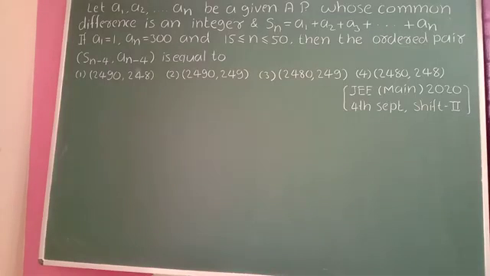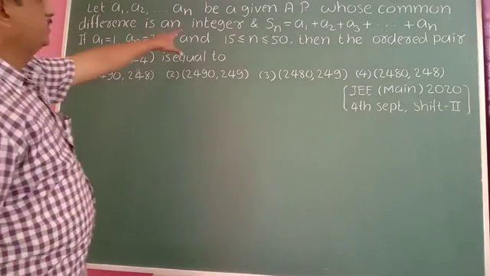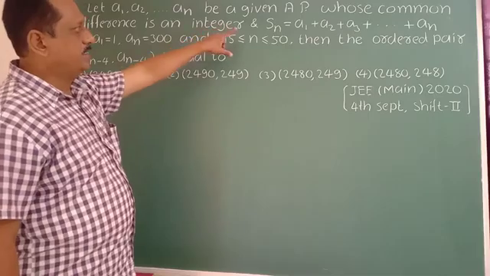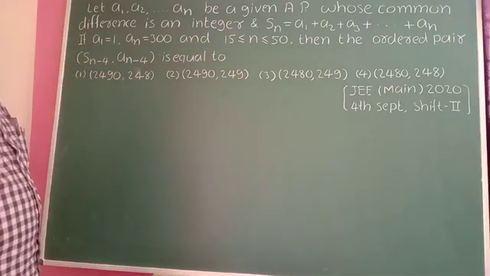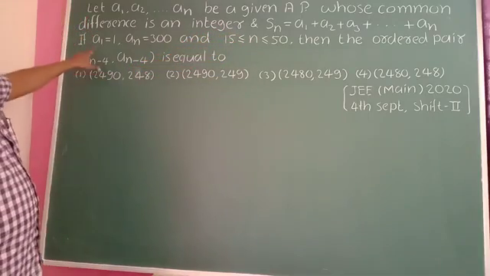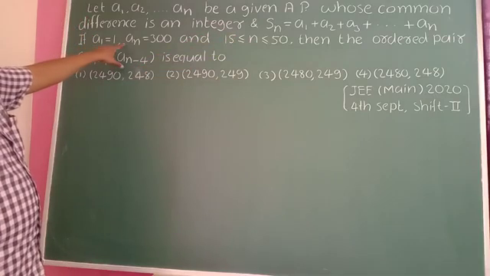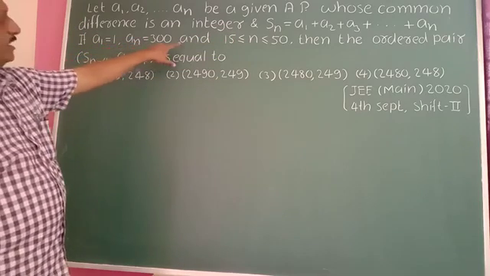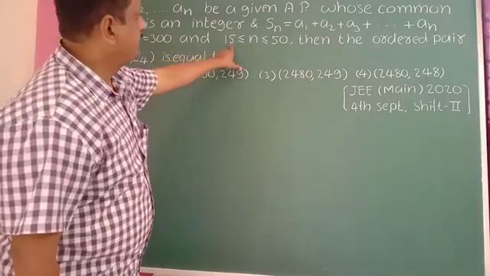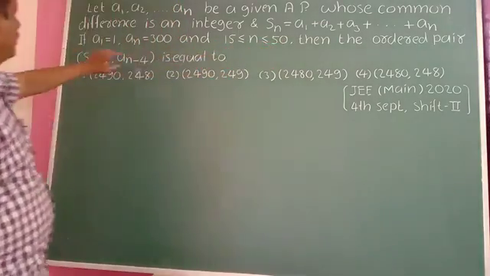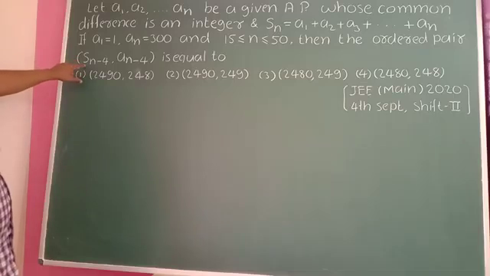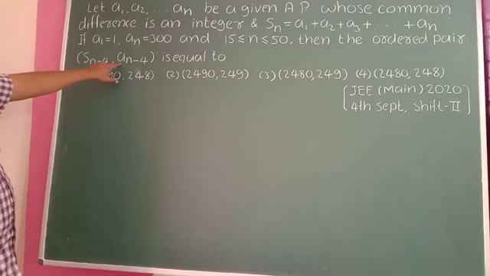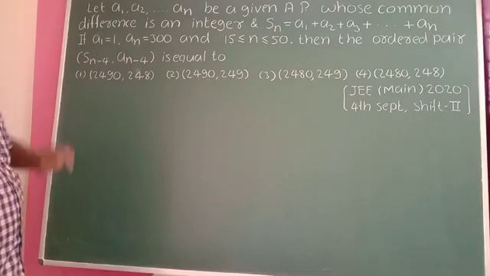So let A1, A2, A3, ..., AN be given AP, because the common difference is an integer, and Sn is equal to A1 plus A2 plus A3 ... plus An. If A1 is equal to 1, An is equal to 300 and N is in between 15 and 50, then the ordered pair (Sn minus 4, An minus 4) is equal to, four options are there.